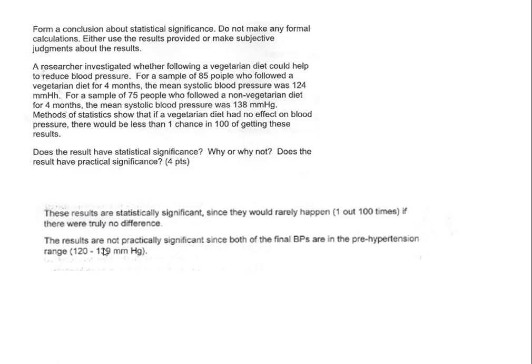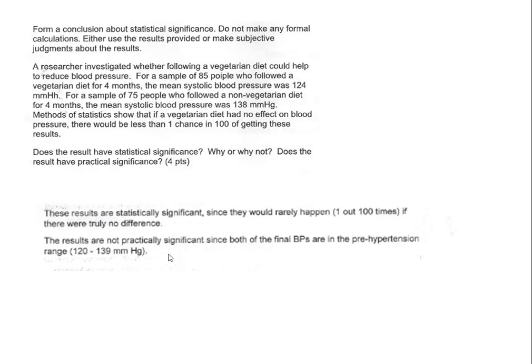Now, again, for your answer to this second part about practical significance, if your reasoning was good, I took either answer. Now, I said there was not practical significance because I Googled blood pressure, and a systolic blood pressure of 124 is not in the healthy range on the information I found. It is in the pre-hypertension range, and so is the 138. So that's what I said.